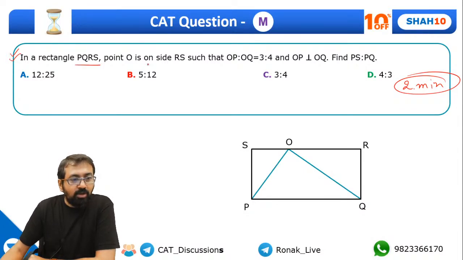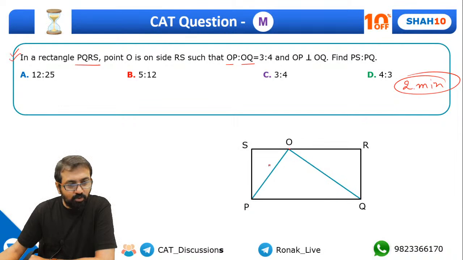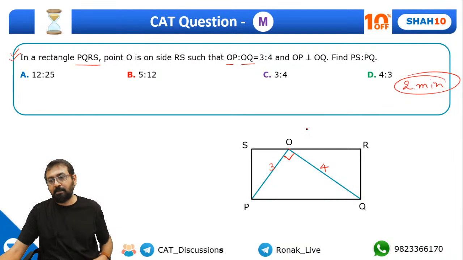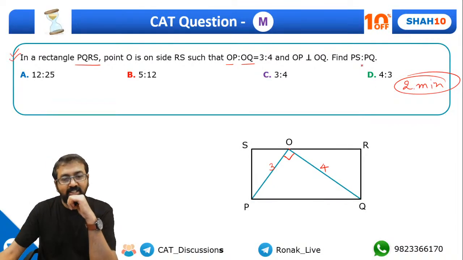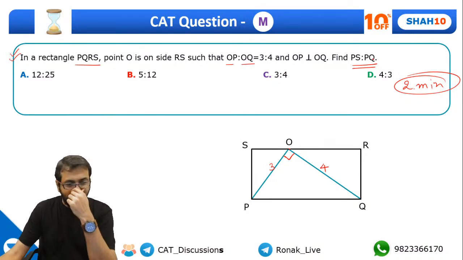In a rectangle PQRS, point O is taken on side RS such that OP is to OQ is 3 is to 4, right? So, nothing is mentioned. So I can assume this has 3 centimeter, this has 4 centimeter. And OP is also perpendicular to OQ. So this is perpendicular. Okay. You need to find out PS is to PQ. This is what we need to find out.